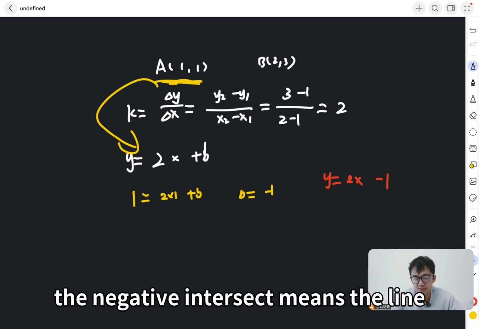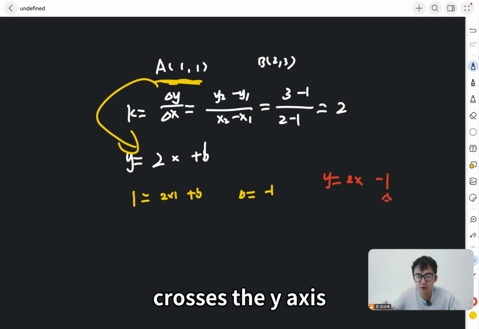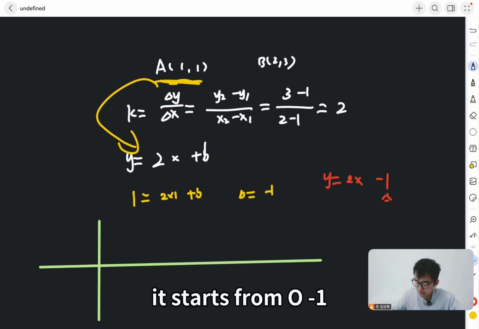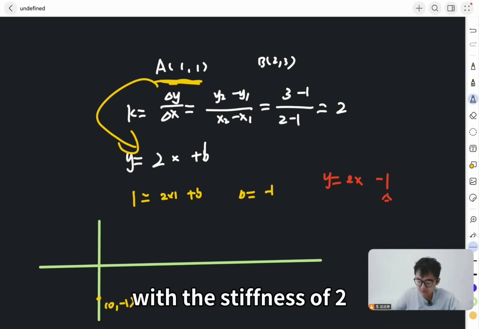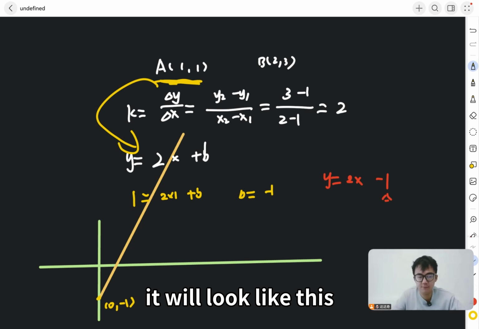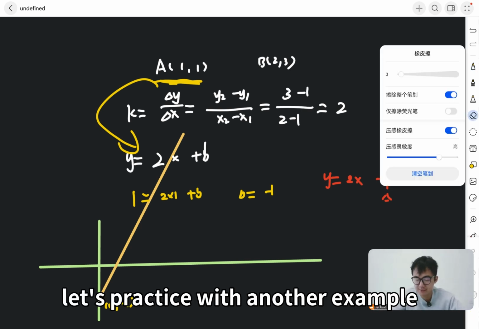The negative intercept means the line crosses the y-axis below the origin. And if I draw this straight line, it will look like this. It starts from (0, minus 1) with a steepness of 2. Every increase of 1 in x corresponds to an increase of 2 in y. So it will look like this. Let's practice with another example.